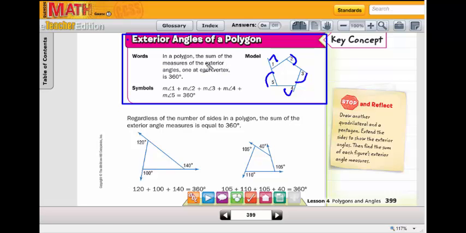So in a polygon, the sum of the measures of the exterior angles, one at each vertex, is 360 degrees. So no matter how many sides we have, if you add all those exterior angles up, you are going to end up with 360 degrees. So in symbols, you would say that the measure of angle 1, 2, 3, 4, and 5 adds up to 360 degrees. Regardless of the number of sides of a polygon, the sum of the exterior angle measures is equal to 360. So it doesn't matter if you have a 5-sided like here, 4-sided like here, or 3-sided like here. If you add them all up, you are going to end up with 360 degrees.